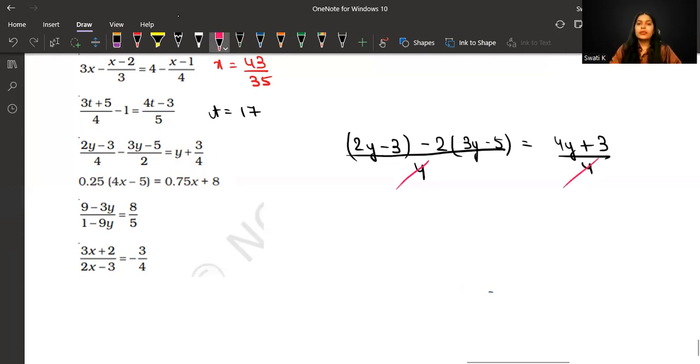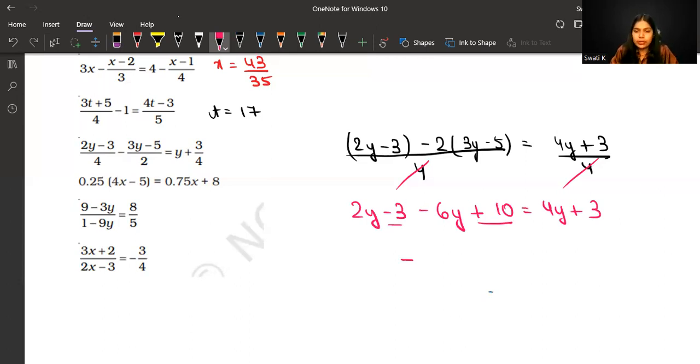So 2y minus 3 as it is, minus, of course, using the distributive property, 2 times 3y is minus 6y, because we are removing the bracket and we have a negative sign outside the bracket. So this will become plus 2 times 5 is 10. And this is 4y plus 3. Now, of course, I can see here that this is minus 3 and plus 10. So it is, of course, 7.